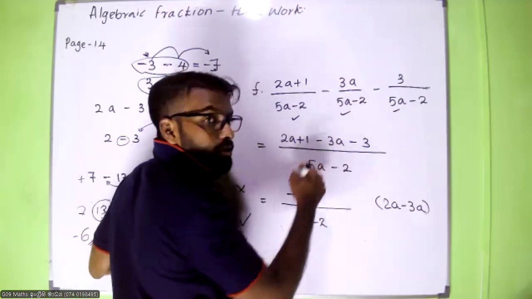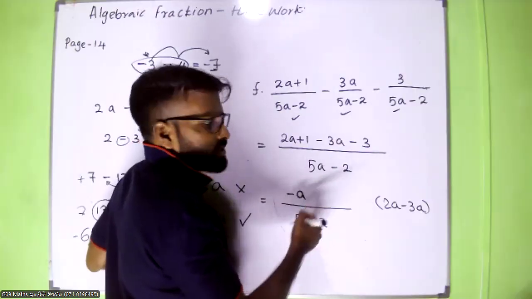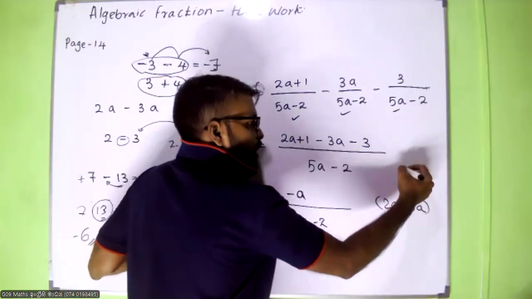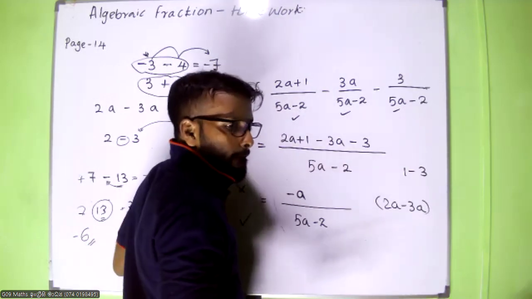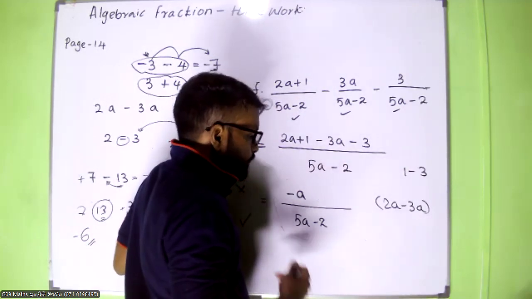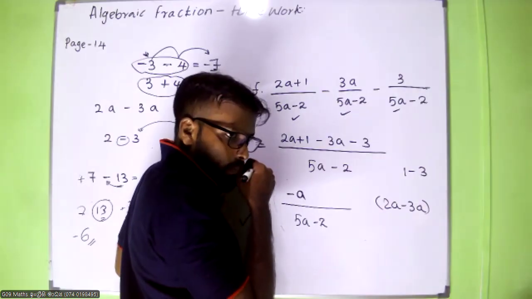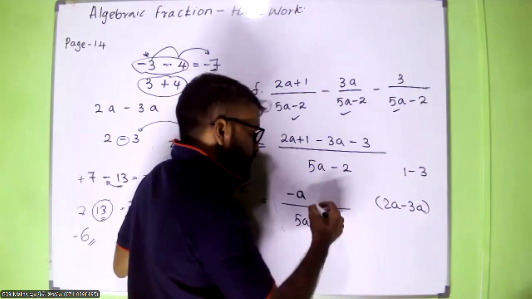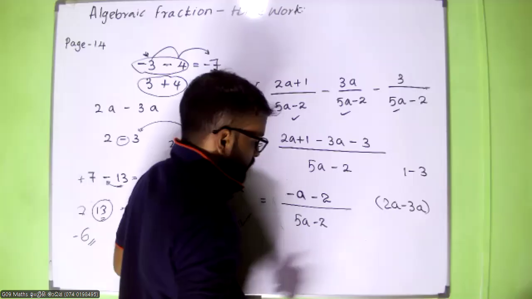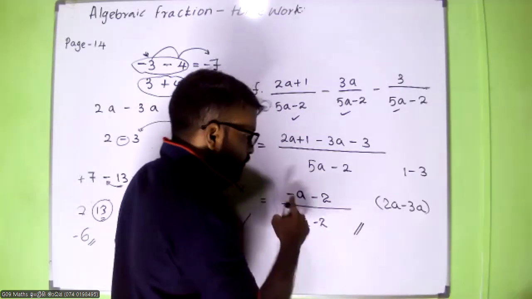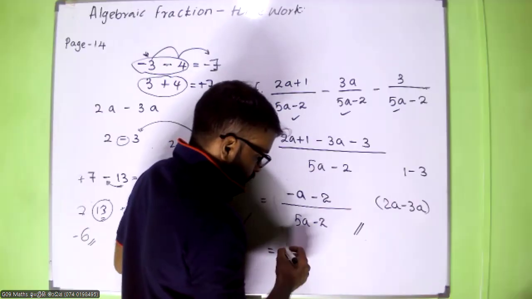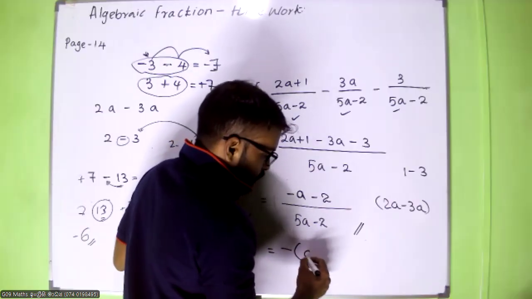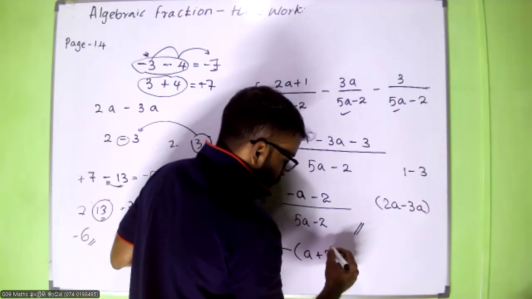So 2 minus 3 minus 1 minus 1 minus 3. What is the answer? 1 minus 3. Tell me. Minus 2. Minus 2, right? If you want, take the minus sign out now. That means minus 1 out. So both of them will be a plus 2.